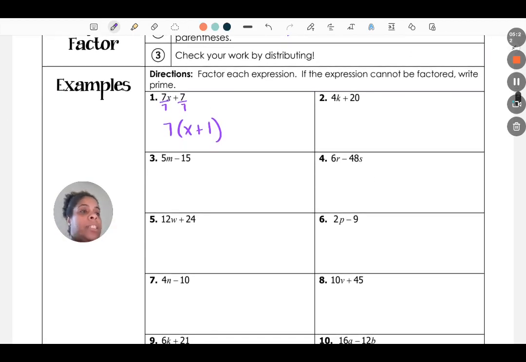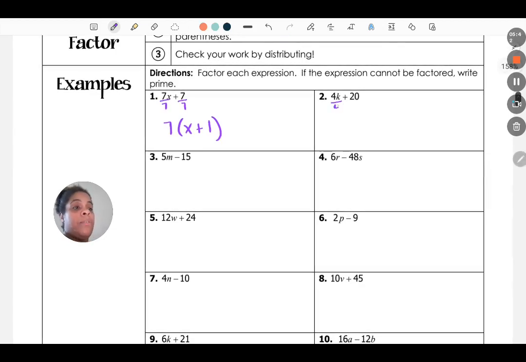Here we go. All right, let's do number 2, 4k plus 20. The greatest common factor can't be larger than 4 because 4 is a factor in the problem. So if it can't be larger than 4, then 4 probably is the largest number, and 4 can go into 20. So it works. So we are going to divide by 4 and divide by 4, and that will give us 4 as our common number on the outside of the parentheses. Inside, we left the k and the plus sign, and 20 divided by 4 is 5.